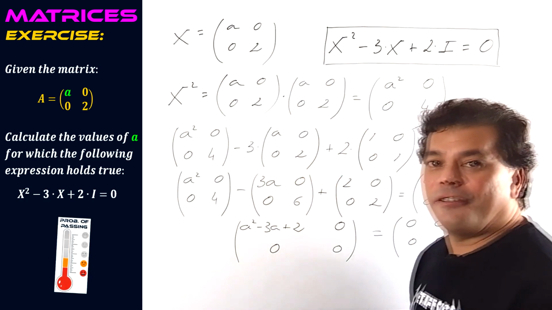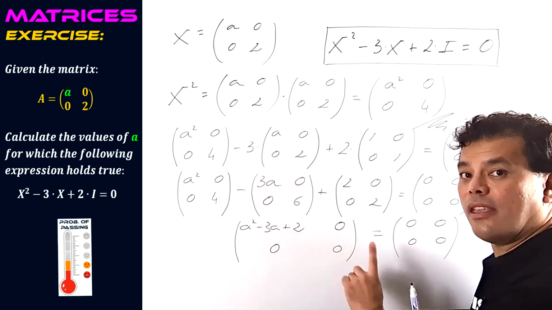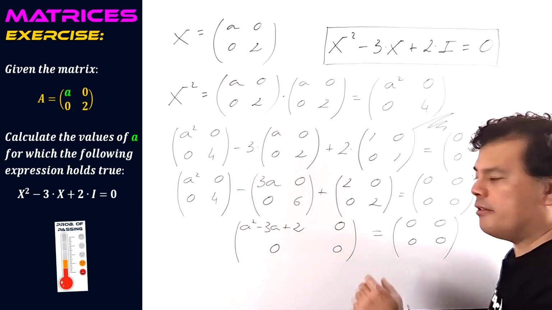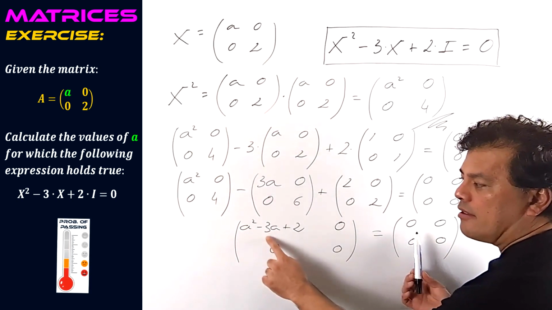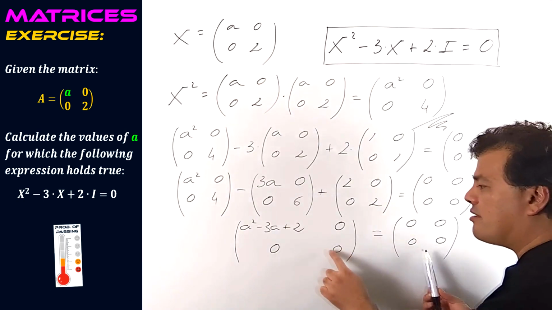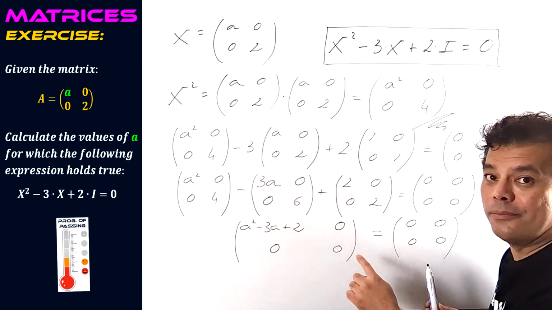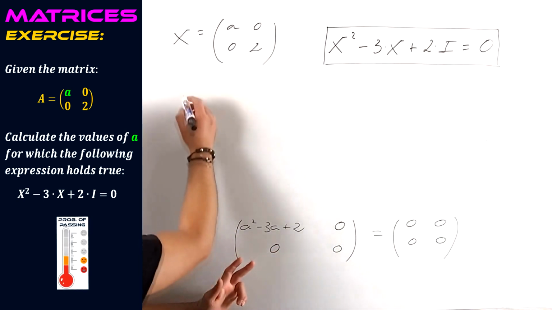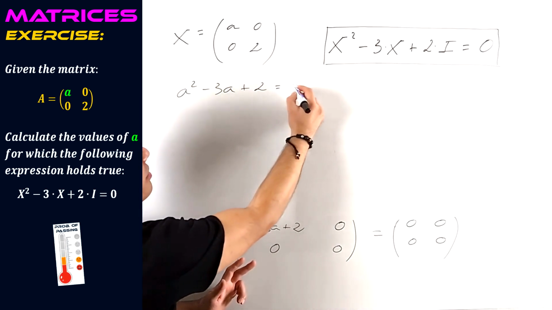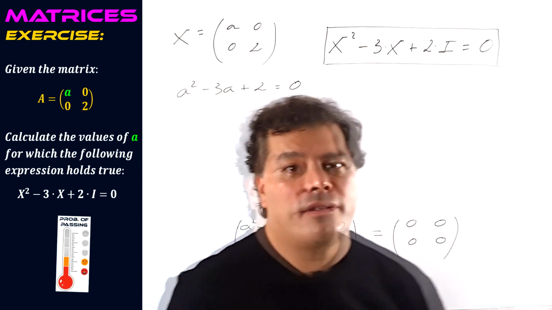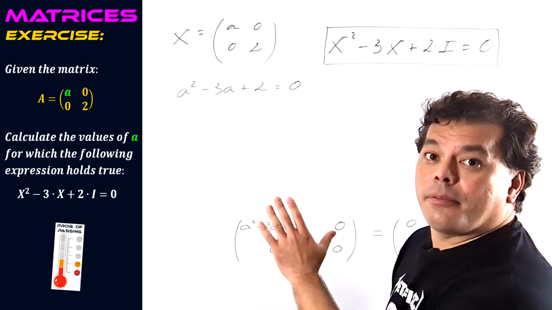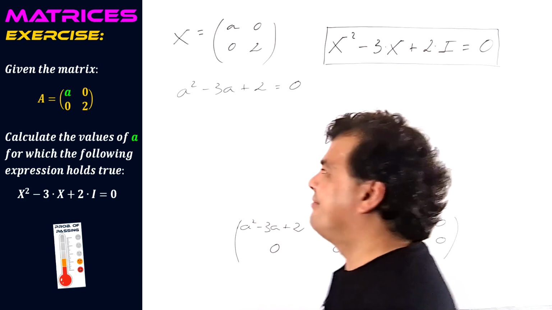And it's time to consider that if you want 2 matrices to be equal, we just need to equate the 4 positions. We're going to do A squared minus 3A plus 2 equals 0. Thank God that the rest of the positions are the same. So let's go ahead. A squared minus 3A plus 2 equals 0. Just by solving this equation, we will have our problem finished. If you're allowed to use a calculator, please go ahead. I will do it by hand.